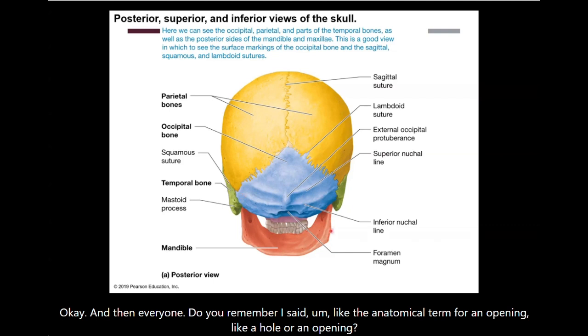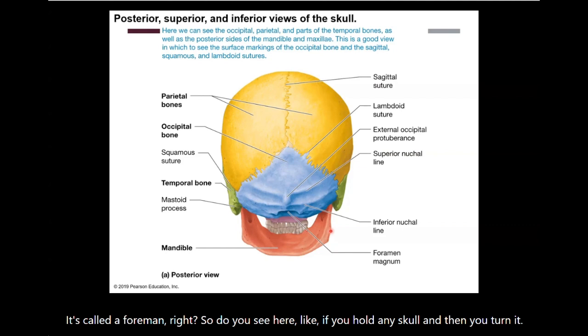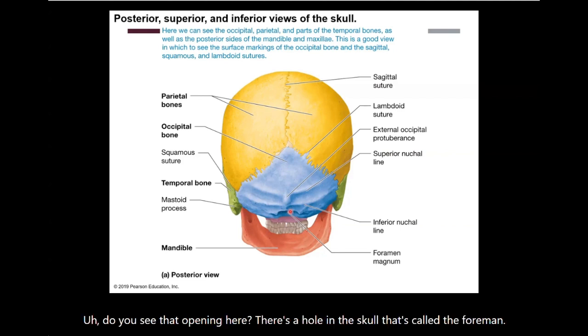And then everyone, do you remember I said the anatomical term for an opening, like a hole, is called a foramen, right? So do you see here, if you hold any skull and turn it, do you see that opening here? There's a hole in the skull. That's called the foramen magnum.